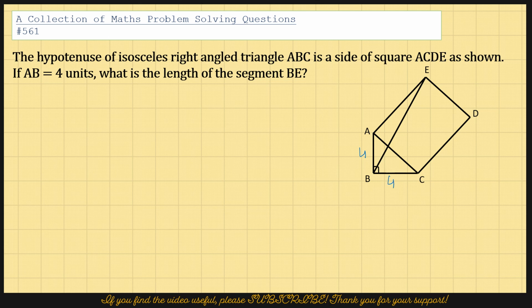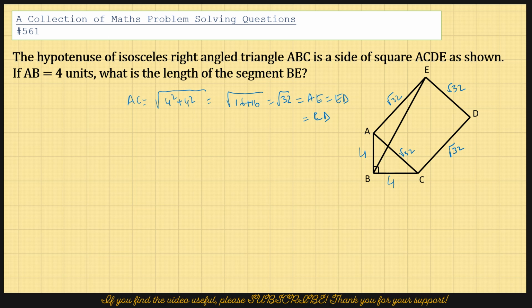So AC we can say is the square root of 4 square plus 4 square, that is square root of 16 plus 16, that is square root of 32, and that equals AE equals ED equals CD, because they are all sides of the square, so they would all be square root of 32. So we've now found out all the sides.